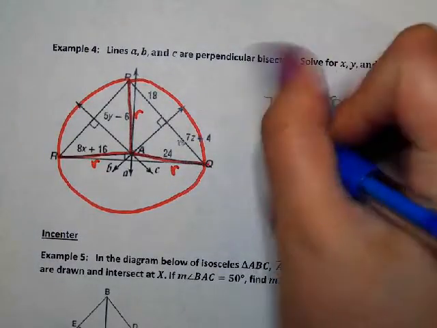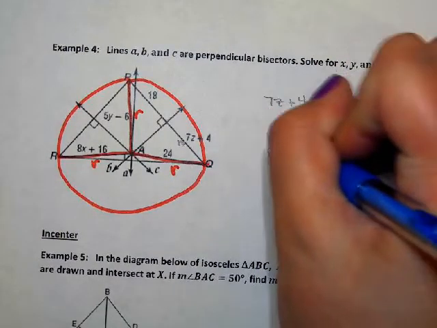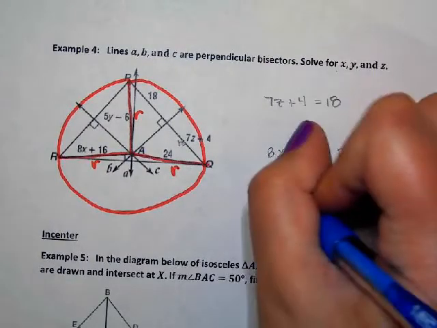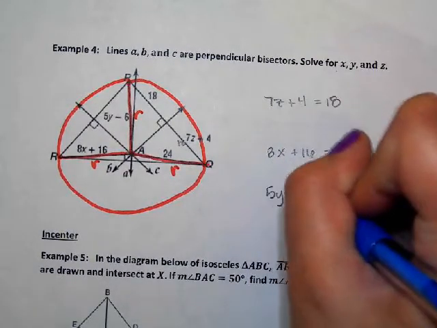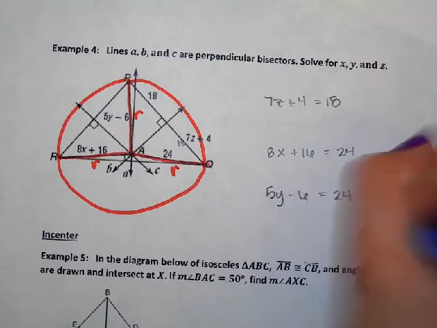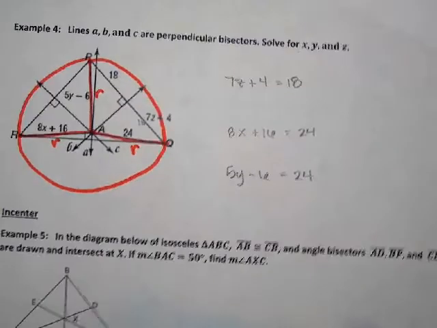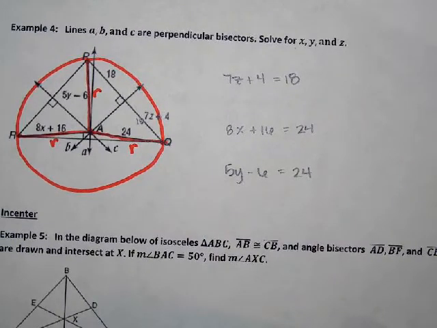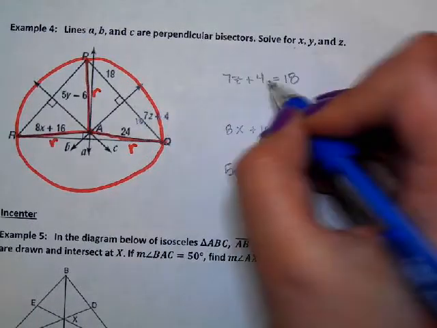Okay, and then 5y minus 6 equals 24 as well. Okay, so minus the 4 over, 7z equals 14.